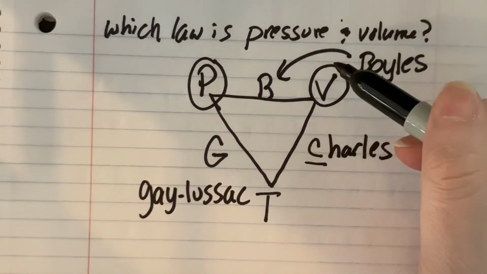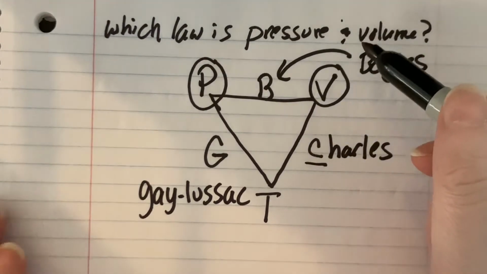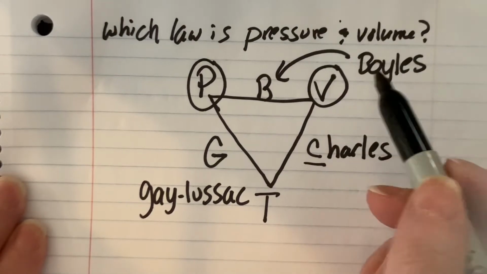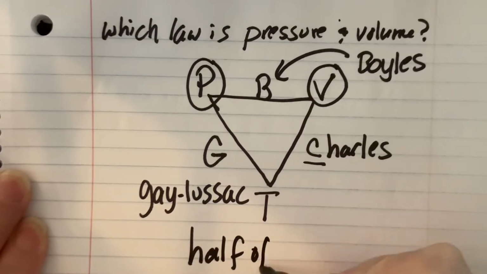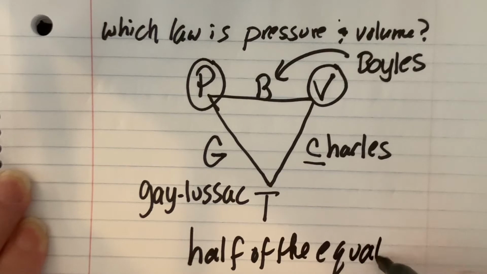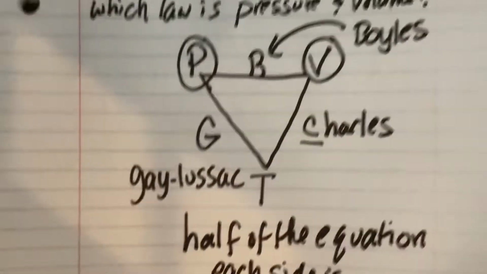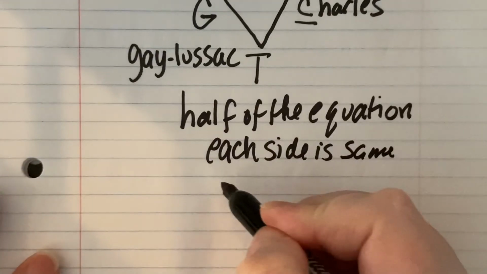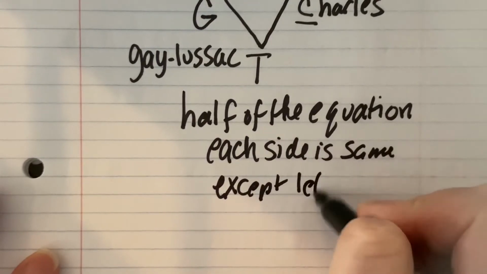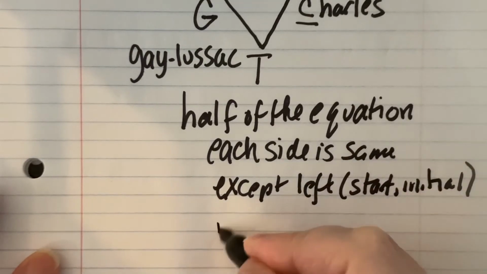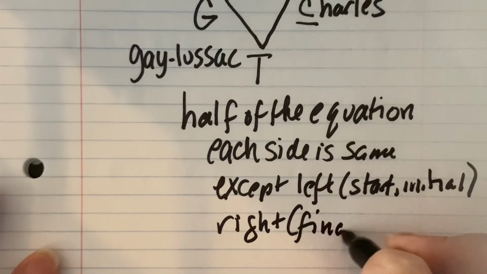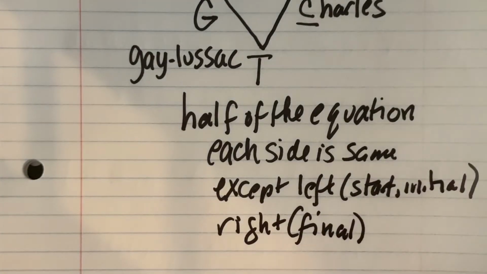Now you have to know how to use that triangle to figure out what the equation is, because it's not exactly like how the density triangle is, but it is close. This triangle only gives you half of the equation, but each side is the same. Except the left is where you start, or initial, so almost like the reactants, and the right is the final, almost like the products. So you're putting together some information that you've gotten from the other chapters. You're just putting it in a much different way.